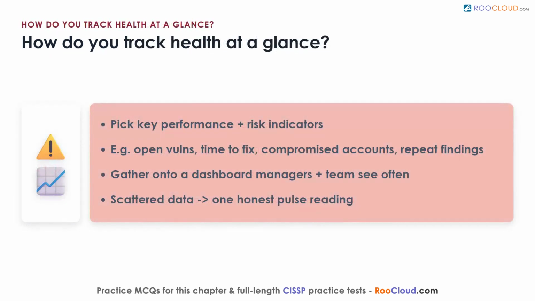How do you track the program's health at a glance? By watching a handful of key indicators over time. You pick metrics that reveal how the program is really doing. Things like the number of open vulnerabilities, how long they take to fix, how many accounts have been compromised, and how often audit findings keep recurring. Then you gather them onto a dashboard and post it where managers and the security team will see it regularly. A good dashboard turns scattered data into a single, honest pulse reading for the whole program.